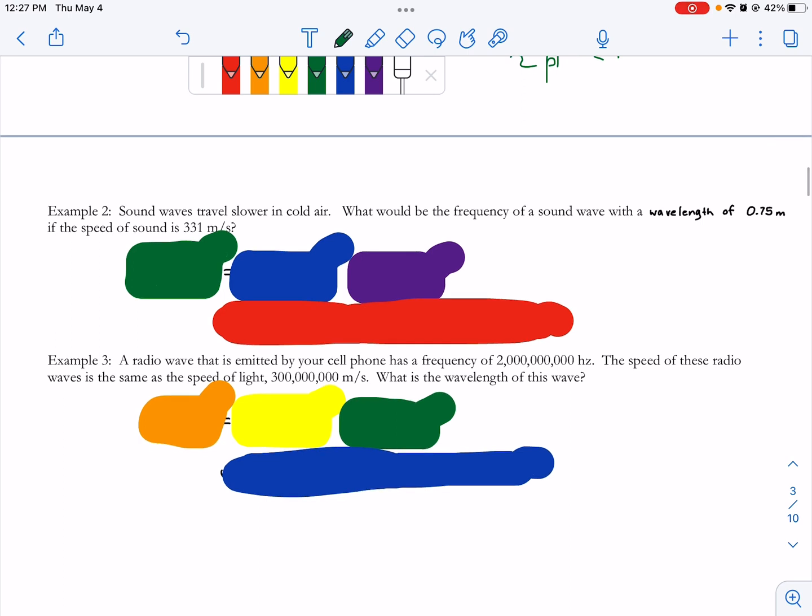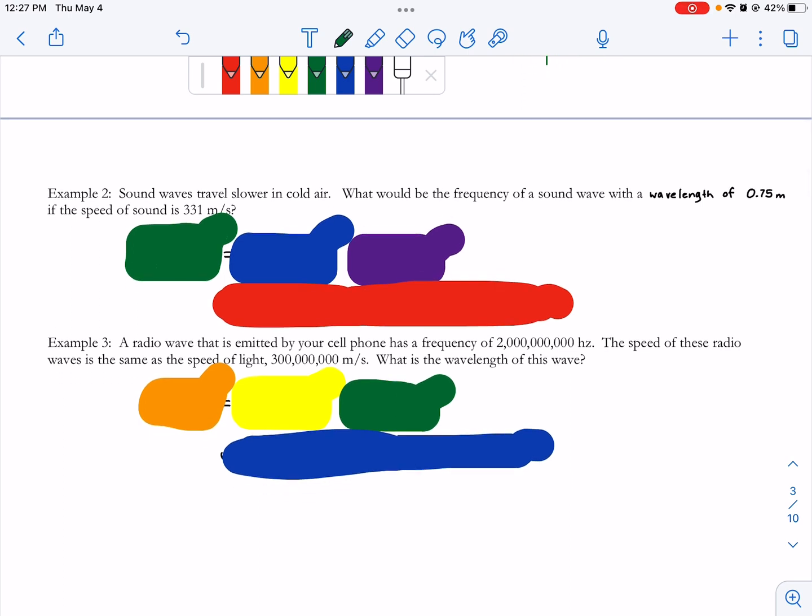Okay. Sound waves travel slower in cold air. What would be the frequency of a sound wave with a wavelength of 0.75 meters, if the speed of sound is 331 meters per second? Now, it says sound travels slower in cold air, so maybe you're thinking, hey, look, that number is not the same as it was in the last problem. 331 is less than 343 because it does go slower through those cold particles, okay?